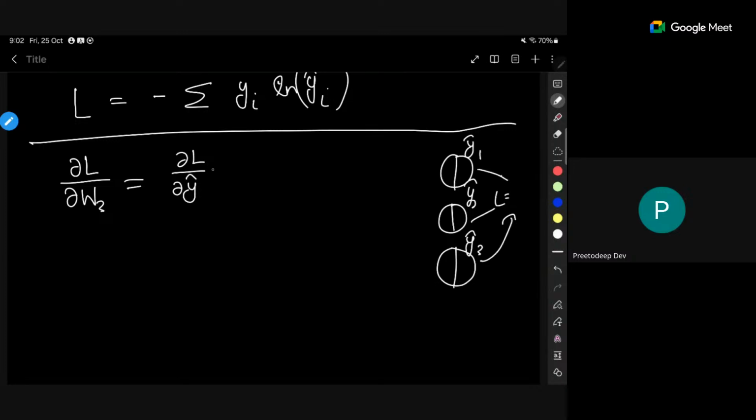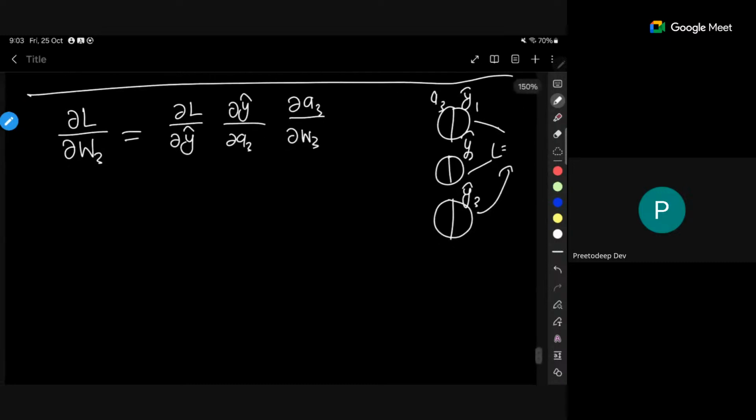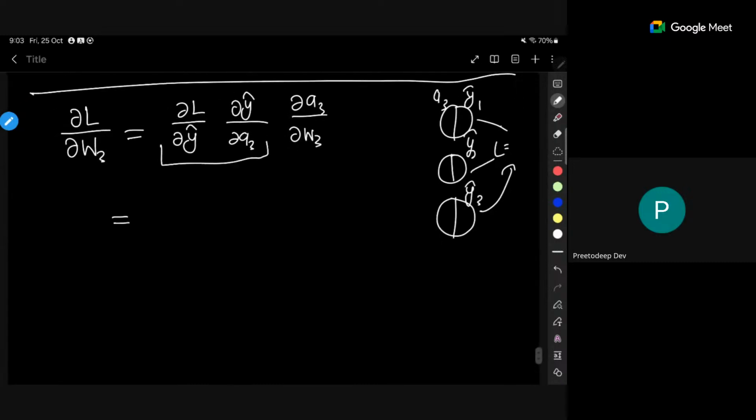So I need to do that. Then ŷ, or you can call it h_L also, whichever you like, but ŷ is very easy to remember, that it's from the output. Then from ŷ I need to go inside, which is A3. A3 is actually connected to W3, right? That's why I'm going to do the derivative with respect to W3 of A3. Now this part I know it's going to be ŷ minus y.